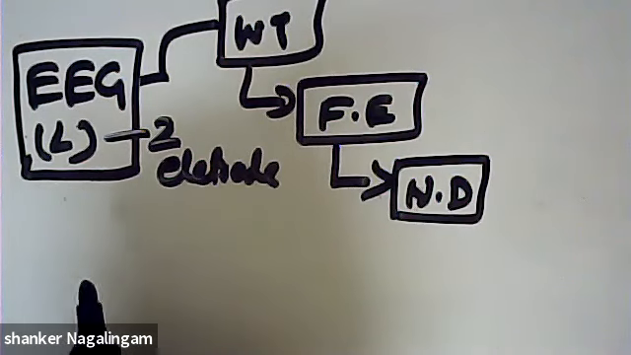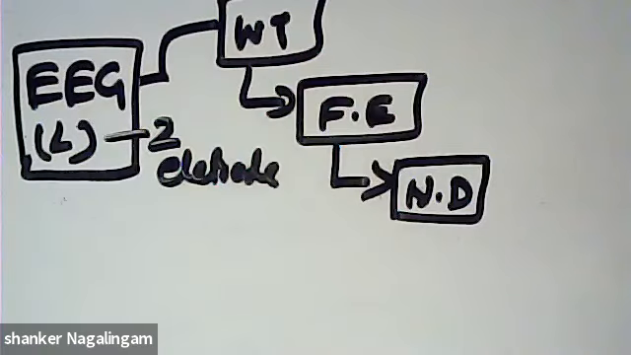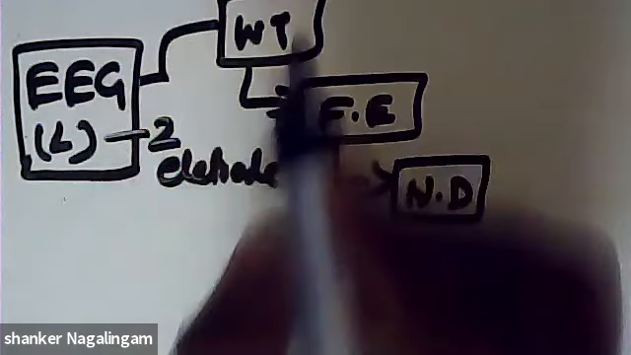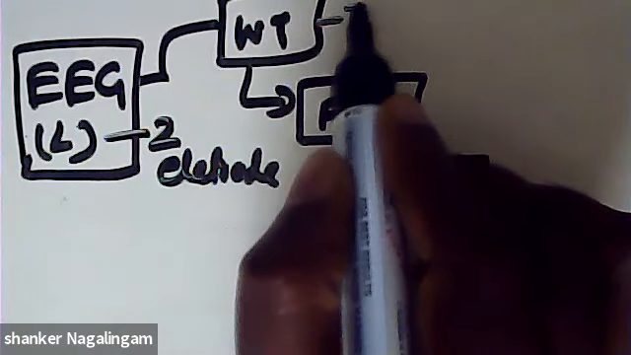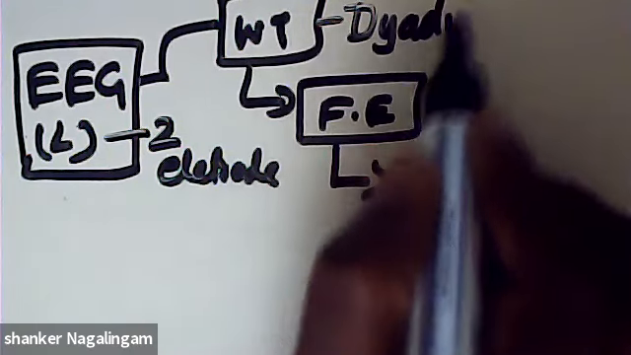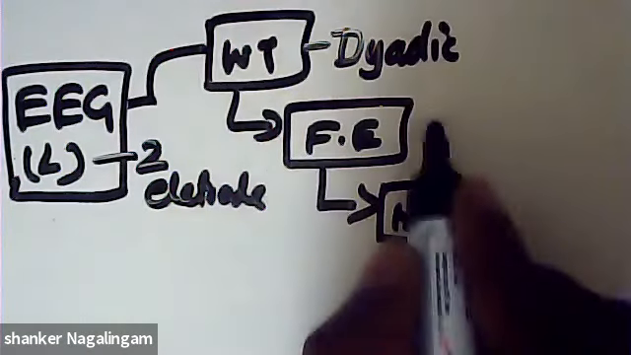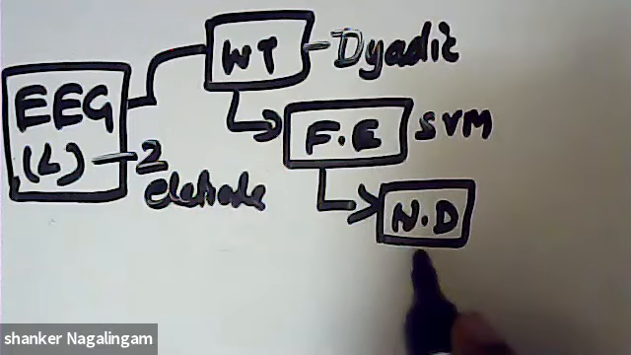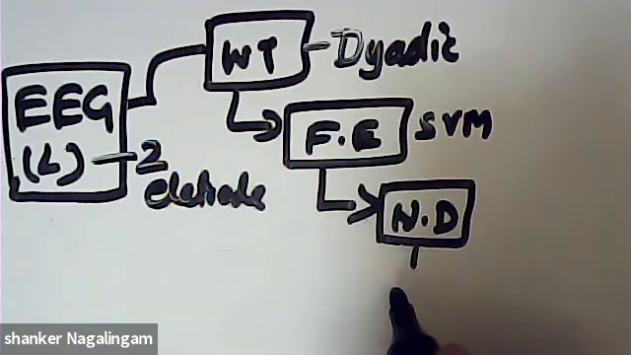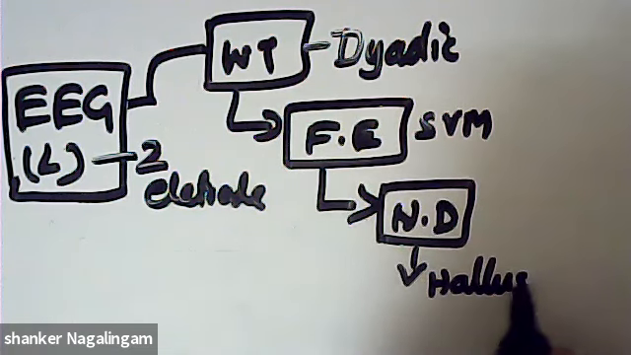Because your electrode comes under new development, in that case you have to talk about chronological order. And in wavelet, you are going to use a new wavelet, for example the dyadic wavelet transform. It is also new. And in feature extraction, you are going to use SVM. Sometimes you can use different algorithms. And for the neurological disorder, you are going to identify hallucination. Hallucination is a disorder.